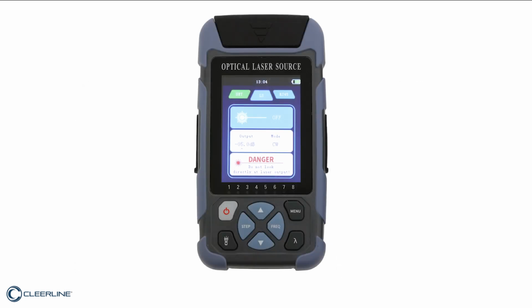Keys specific to the OLS. Frequency. This controls the frequency of the OLS during test. Step. This allows the user to set the output power.